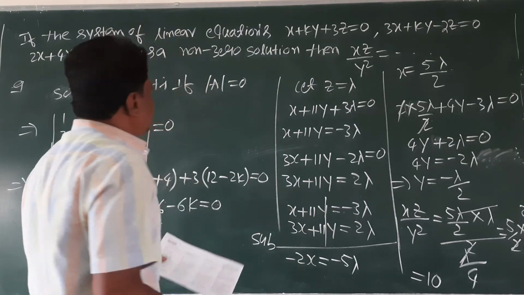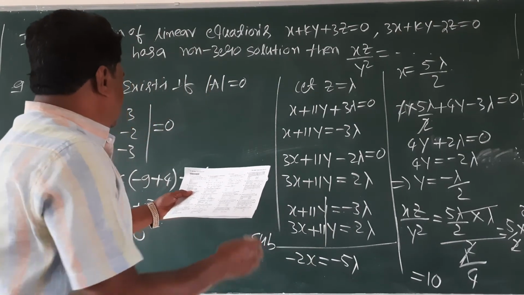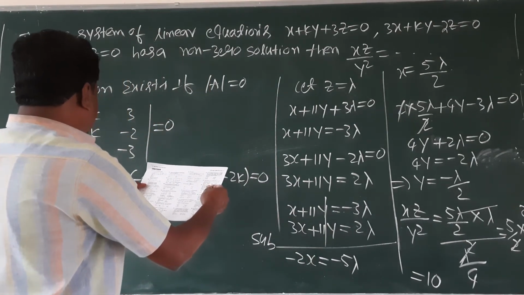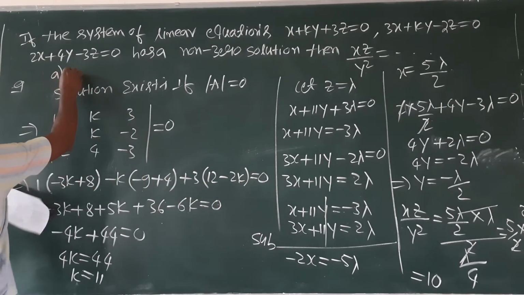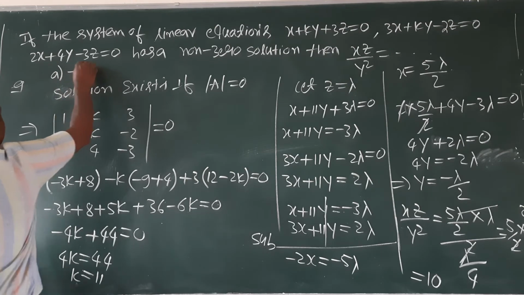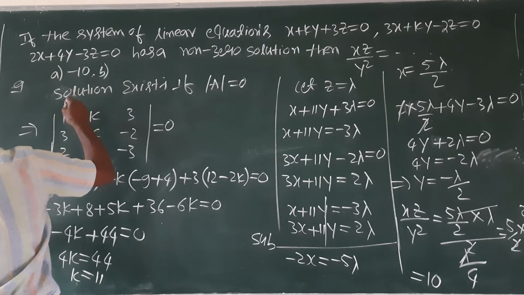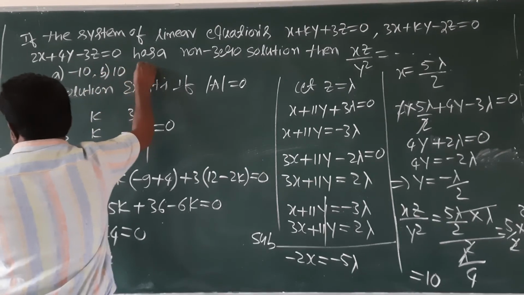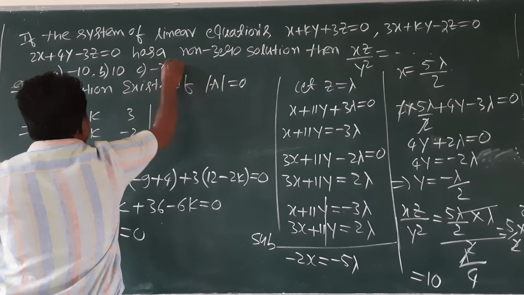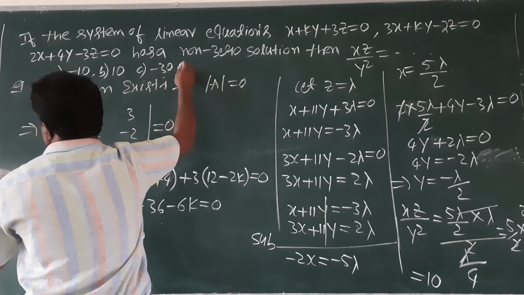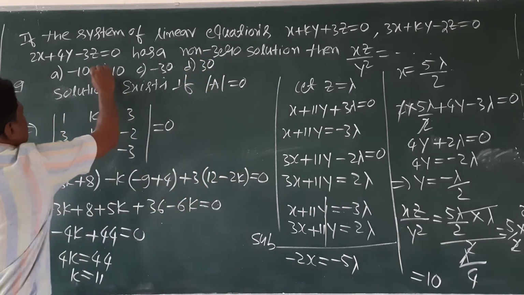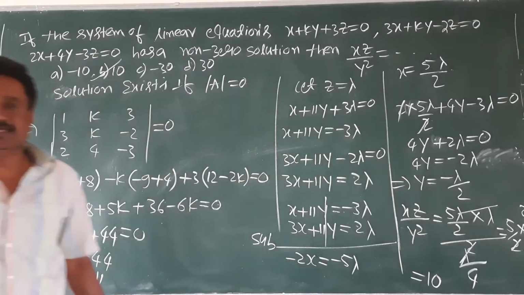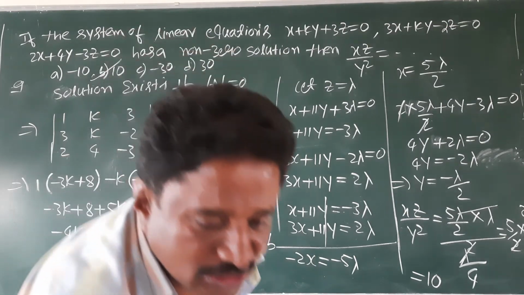Which option is correct? Options are not given. Now I write the options. Option A minus 10, B 10, C minus 30, D 30. Which answer is correct, students? Option B is correct. Let us solve one more question.